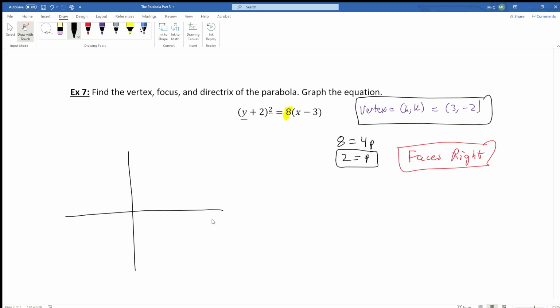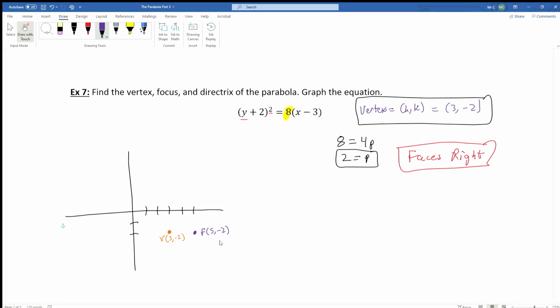Let's first plot our vertex. That's going to be at (3, -2). And now we're facing right, so we're going to go at a distance of p. Actually, I'm going to need to move my little vertex notation here, just to make things easier. So we're going to go at a distance of p to plot our focus. And since we're facing right, we're going to go towards the right for our focus. And p is 2, so that puts our focus right here at (5, -2).